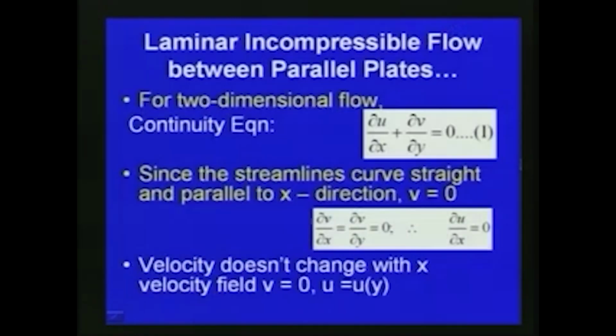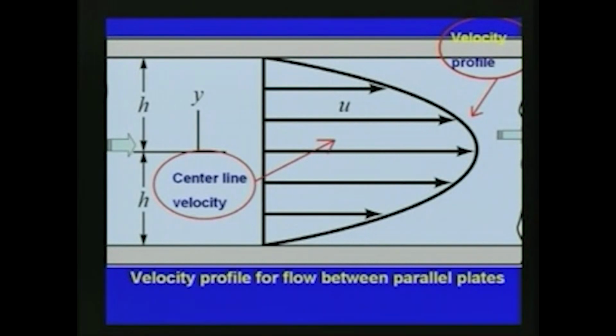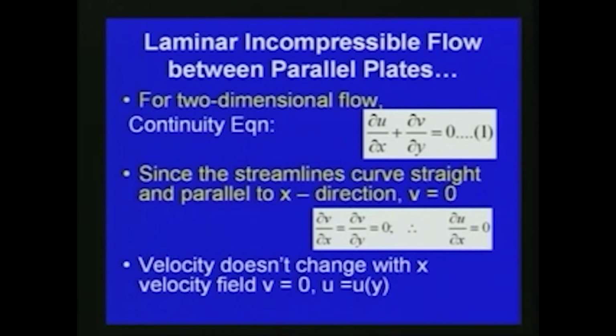So now we will be discussing further how the velocity varies, and once the velocity variation is known, we can find out the shear stress or other fluid flow parameters. So now the flow which we considered is two-dimensional in nature. For two-dimensional flow, we have already seen the continuity equation. The velocity in x direction is u, velocity in y direction is v.